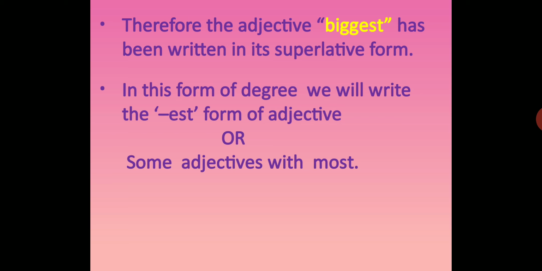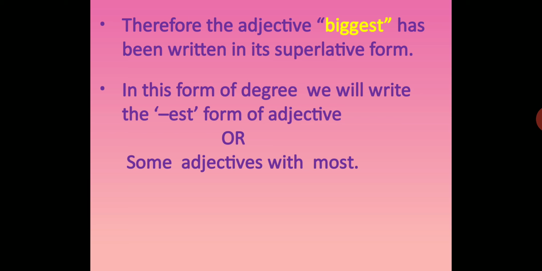If we are talking about only one ball, this is a big ball. So big is in a positive form because the ball is only one in the sentence. If we are talking about 2 balls in the sentence, for example, this ball is bigger than my ball. So there are 2 balls, this ball and my ball, and we are going to compare both the balls.